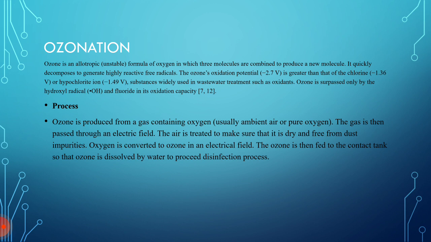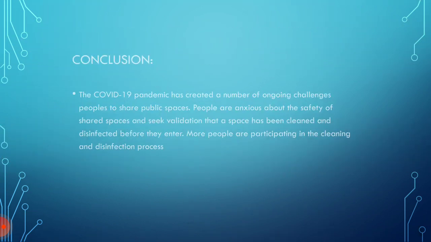Ozone is produced from a gas containing oxygen. The gas is then passed through an electric field. The air is treated to make sure that it is dry and free from dust impurities. Oxygen is converted to ozone in an electrical field. The ozone is then fed to a contact tank so that the ozone is dissolved by water to proceed with the disinfection process.